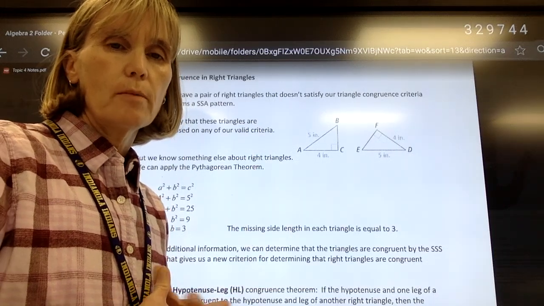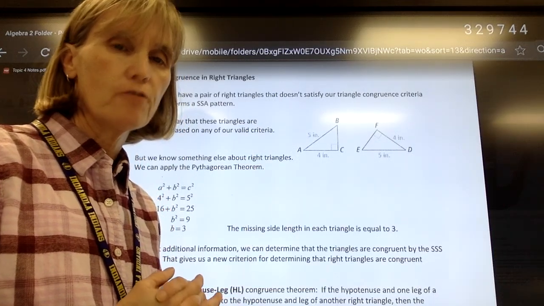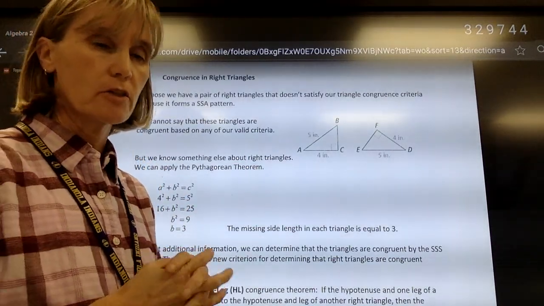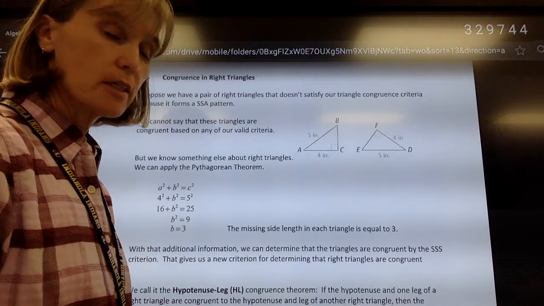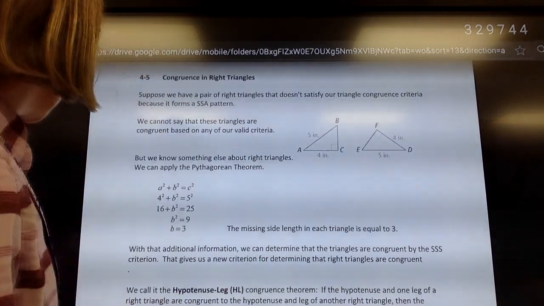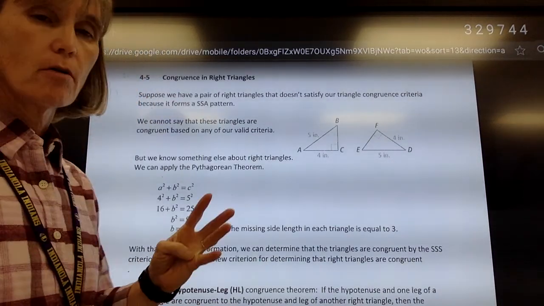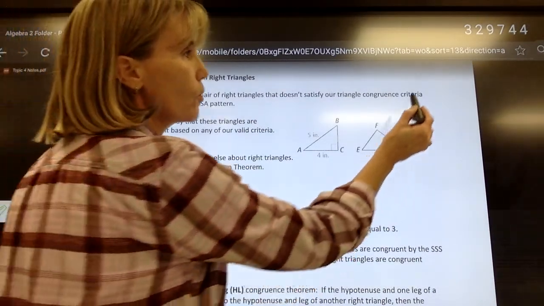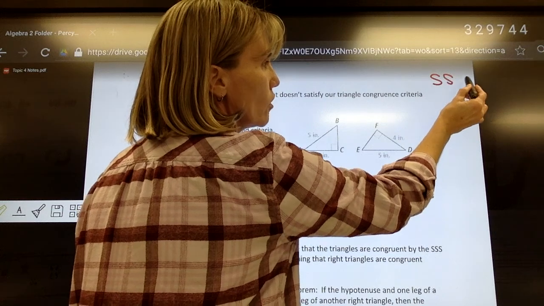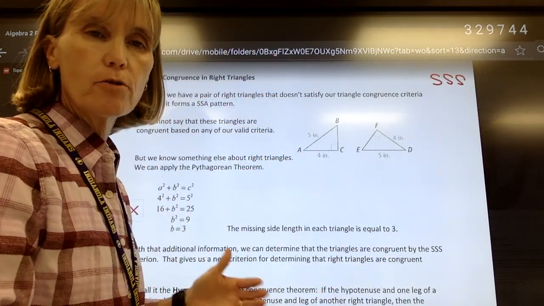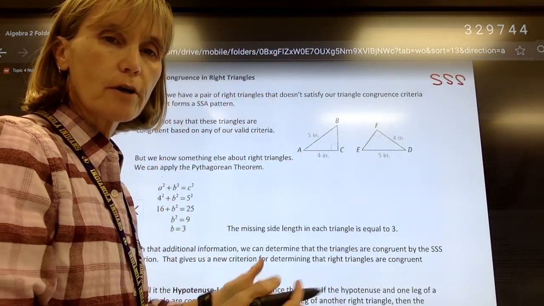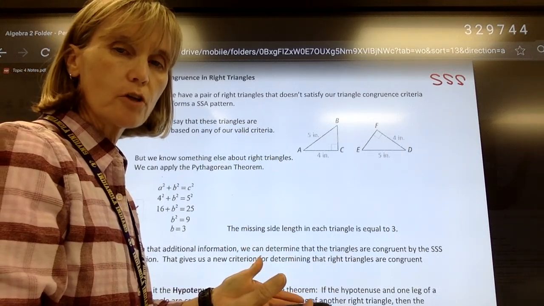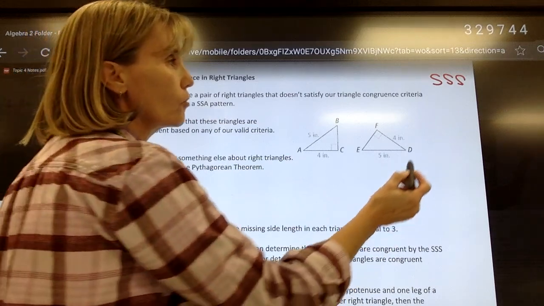Okay, so we are up to chapter 4, section 5, which is going to talk about congruence in right triangles. And if you recall, before Thanksgiving break, we have repeatedly talked about there are 4 ways to show triangles are congruent. The first one was side, side, side. If we could show that 3 sides of one triangle were congruent to 3 sides of another triangle, then the 2 triangles were congruent to each other. Therefore, all their angles were going to be congruent as well.